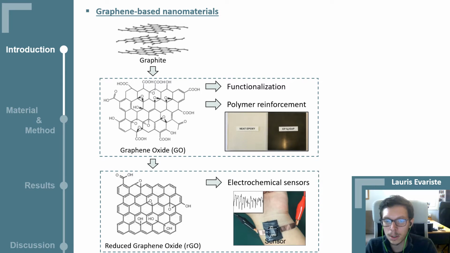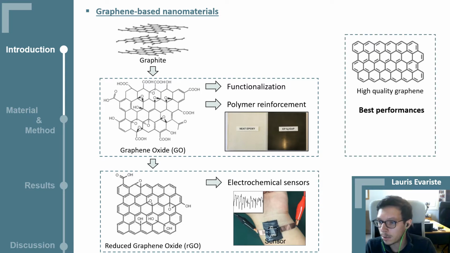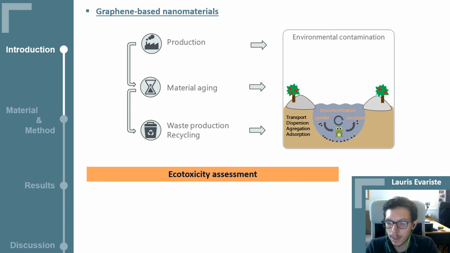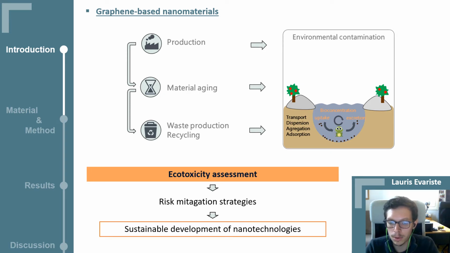These two materials are likely to be mass-produced because they are cheap and easy to produce, contrary to high-quality graphene that possesses the best performances but is currently too expensive to produce and only in limited quantities. As the production of these materials is expected to increase, their release into the environment is also expected to increase. So there is a need to perform ecotoxicity assessment of these materials to establish risk mitigation strategies when needed, in order to contribute to the sustainable development of these nanotechnologies.